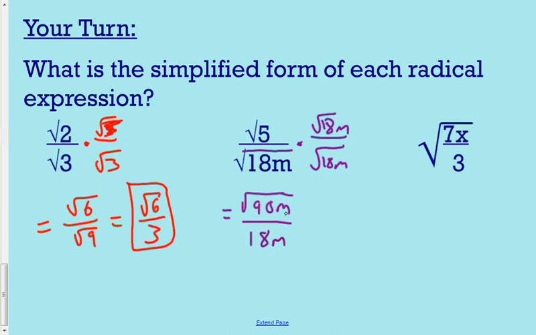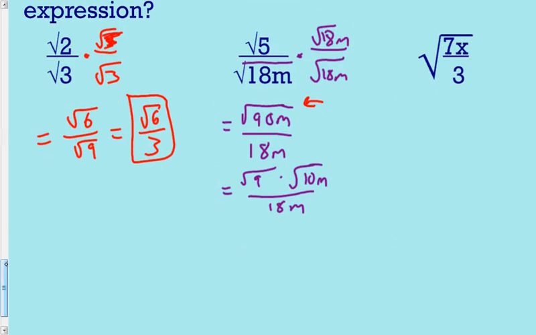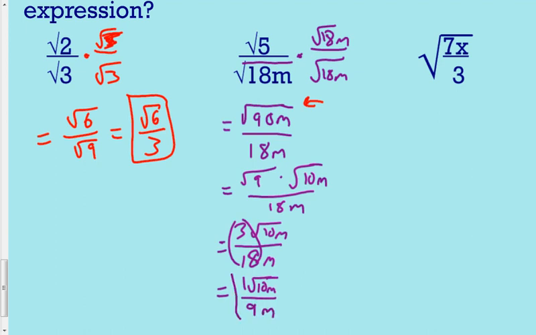Now this is great because we have no radical in the denominator, but we can still simplify the top. This can be reduced a little bit. So if we break that apart, we have the square root of 9 times the square root of 10m. 10m is going to stay in there. Square root of 9 is 3. Let's extend this a little bit. So we have the 3 square root of 10m over 18 times m. And it's still not done because 3 over 18 can be reduced here to 1 over 9. So we end up getting 1 square root of 10m over 9m. A lot of different ways you can simplify this, and that would be fully simplified now, though.